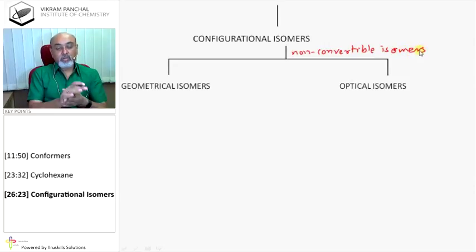Non-convertible isomers means one cannot be converted into the other, while conformers were converted into each other, like eclipse can be converted to staggered, staggered can be converted to eclipse. But in this case, one cannot be converted to another. They are known as configurational isomers. Now, first of all, geometrical isomers.